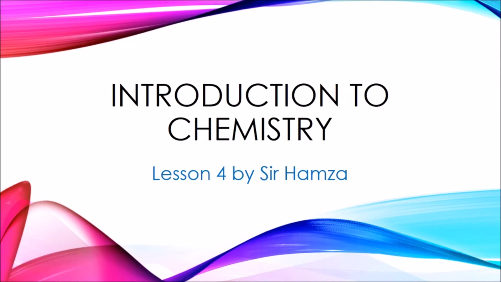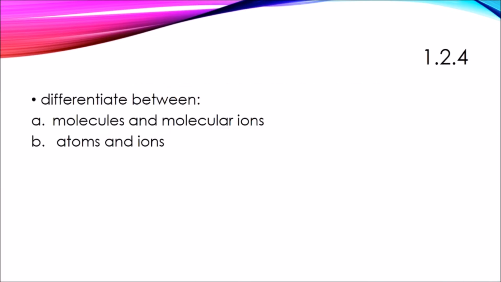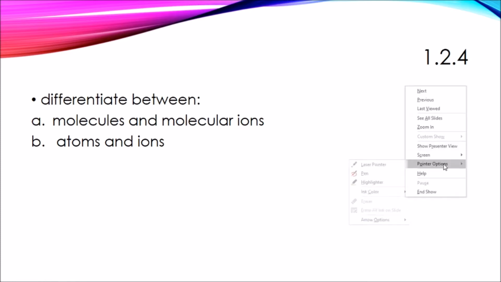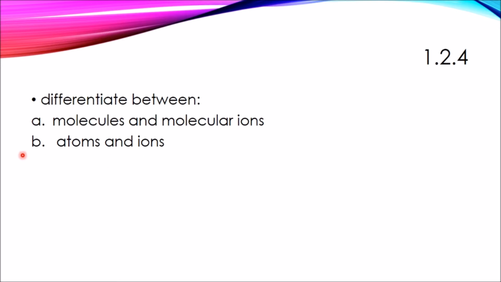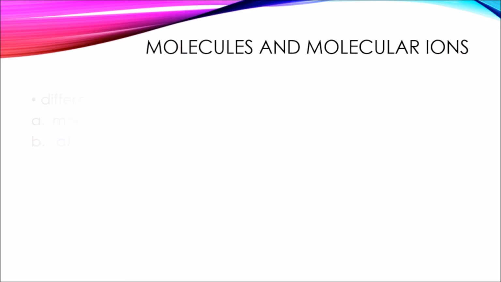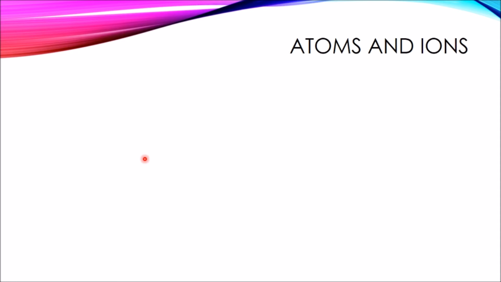Welcome to lesson 4. This is Introduction of Chemistry, which is your chapter 1. We have Acylose 1.2.4 today, which is to differentiate between molecules and molecular ions and atoms and ions. We are going to look at atoms and ions first.